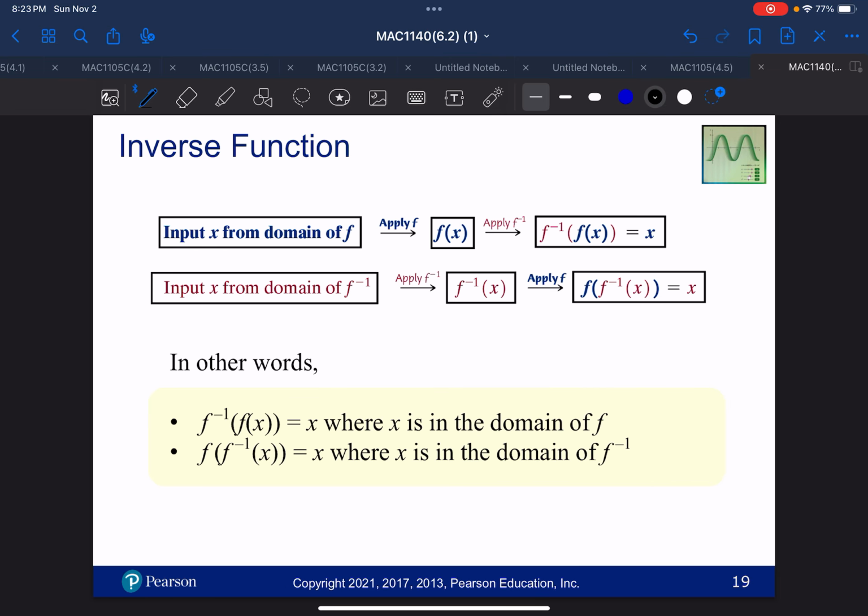So we can actually determine whether two functions are inverses of each other by plugging them into each other. And if they result in x, then we can conclude that those two functions are inverses of each other. And you can show this either way. You can plug in the original f of x into the inverse, or you can plug in the inverse of x into the original, and both ways should equal x, and that will show you that they are inverses of each other.